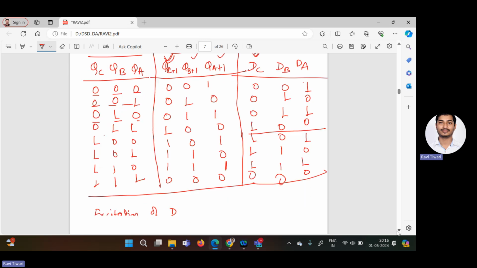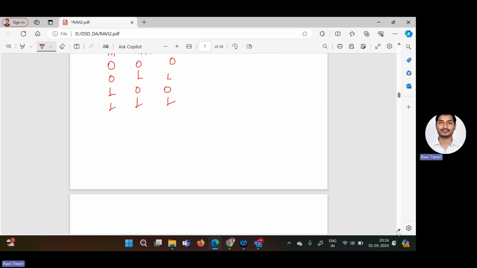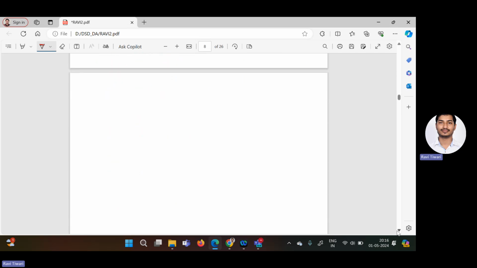Now we have to go to the third step. In the third step, you have to draw the K-map for DC, DB, and DA. So now here we will go to the K-map representation for DC.